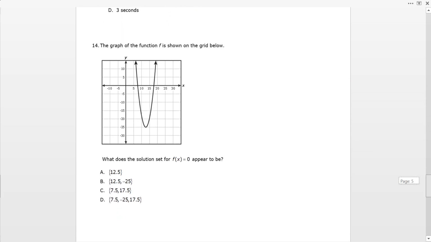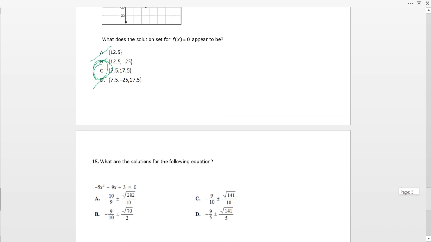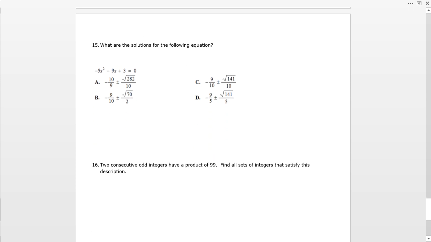Okay, 14. The solution set appears to be in between 5 and 10 and in between 15 and 20. There are 2 of them. Neither one are negative. So our answer should be C. Again, too easy, too easy. All right, let's see where we are. We're on the last page.